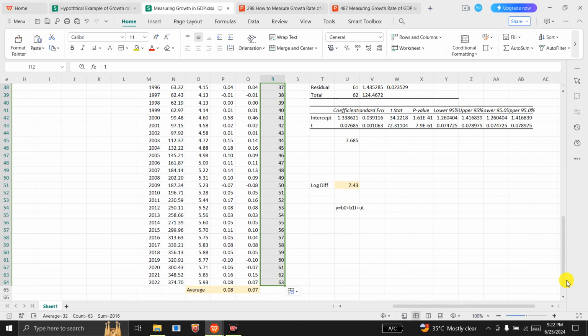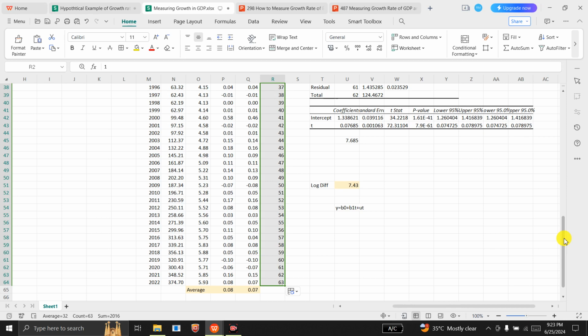So my dear students, I have calculated growth rate of GDP using three different methods. One is the percentage method, the second one is the log difference, and the third one is the log-lin model. And in the log-lin model, the coefficient of t tells us the relative change in the GDP due to a unit change in t, that is in years, that is equal to 1. So this is how we can compute growth rates for GDP.